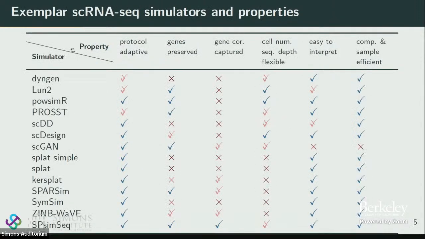Okay, so motivated by those limitations, we take a look at the existing simulators in the field. So I try to summarize them from different aspects. And I want to highlight this gene correlation capture. We can see that most methods couldn't do the job. And also most methods couldn't vary the cell number, sample size, or the sequencing depth. And many of them don't even preserve genes.